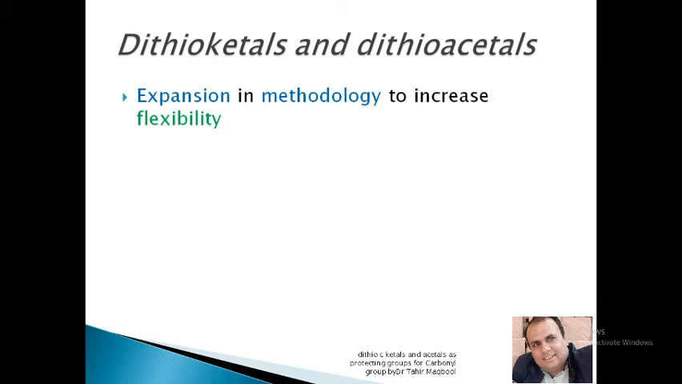So first of all, the advantage: why do we use dithioketals and dithioacetals instead of simple ketals or acetals? Basically it is an expansion in the methodology to increase the flexibility of the protecting group, because in synthesis new things keep coming up that meet new challenges while you are doing organic synthesis. So in order to meet those challenges, we need to expand our methodology and try different strategies. So instead of using simple ketals or acetals, you can also use dithioketals and dithioacetals, because both of these groups afford more flexibility.